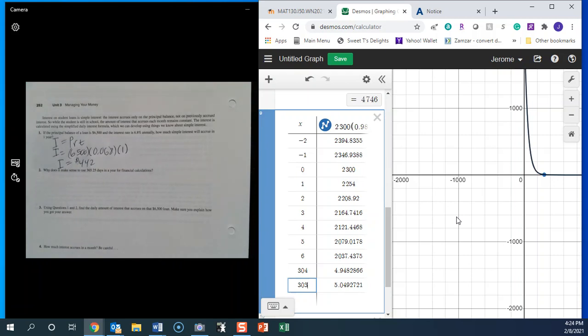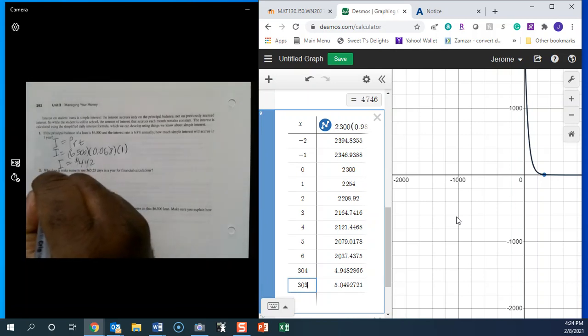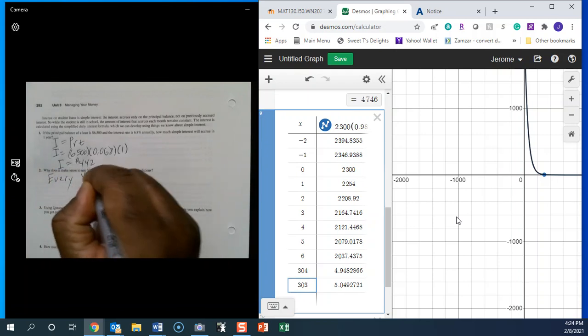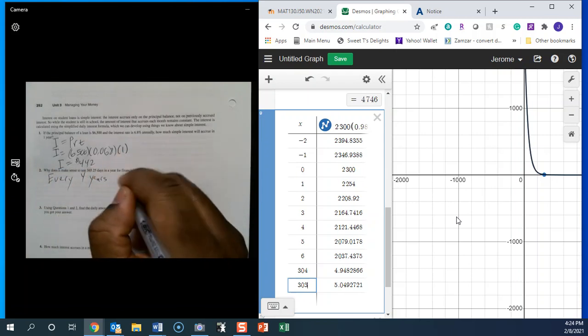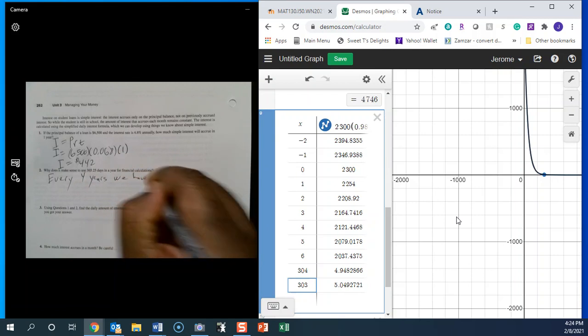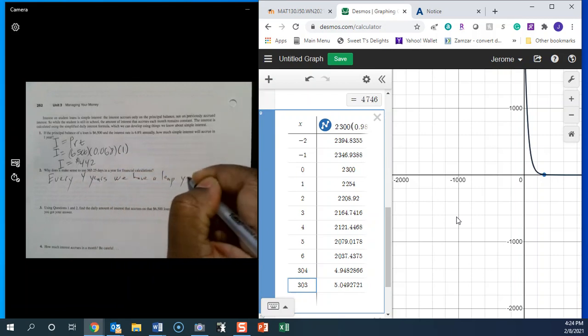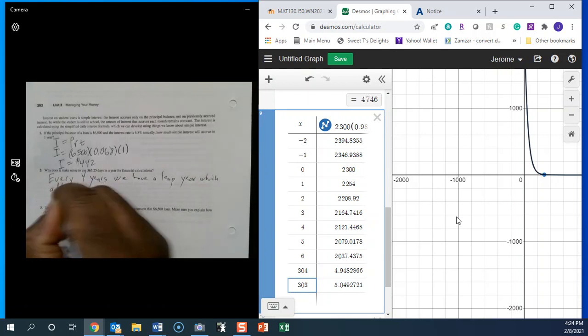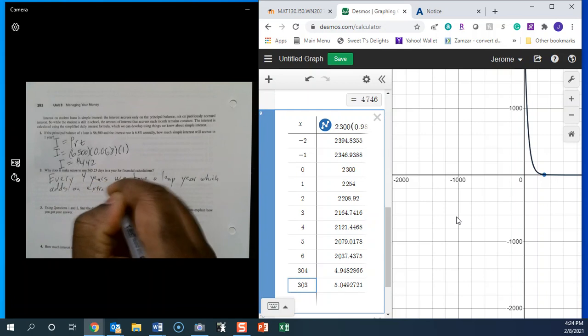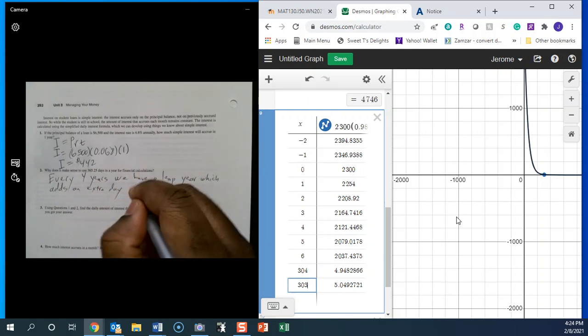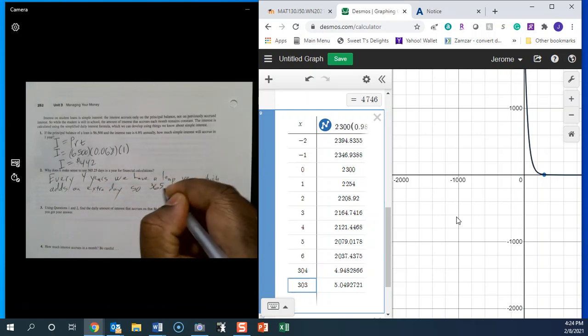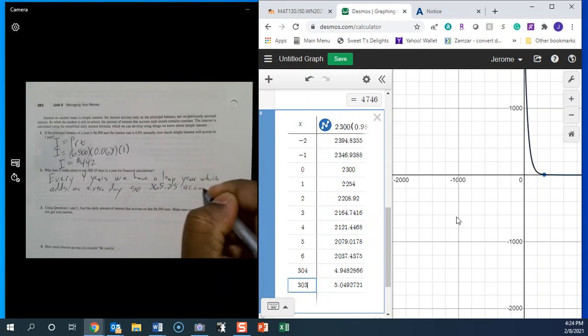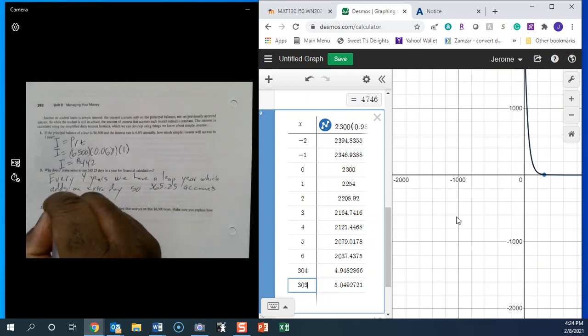Now it says, why does it make sense to use 365.25 days in a year for financial calculations? Because every 4 years we have a leap year, which adds an extra day. So 365.25 accounts for the extra day.